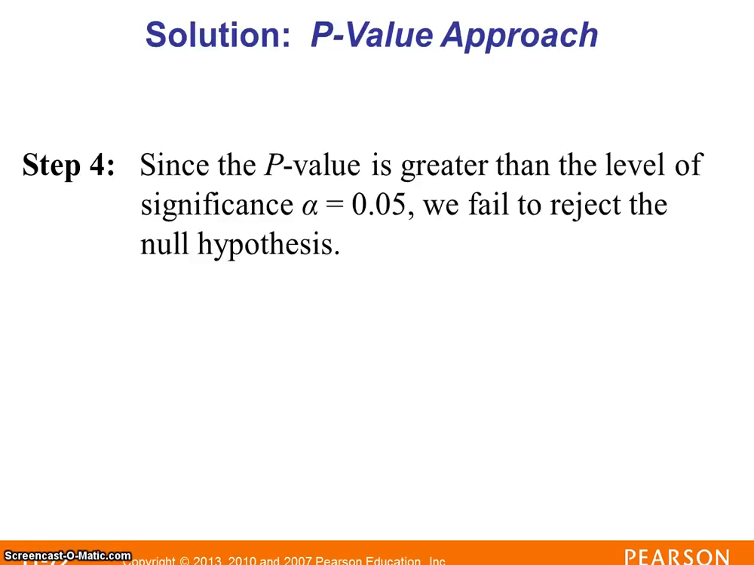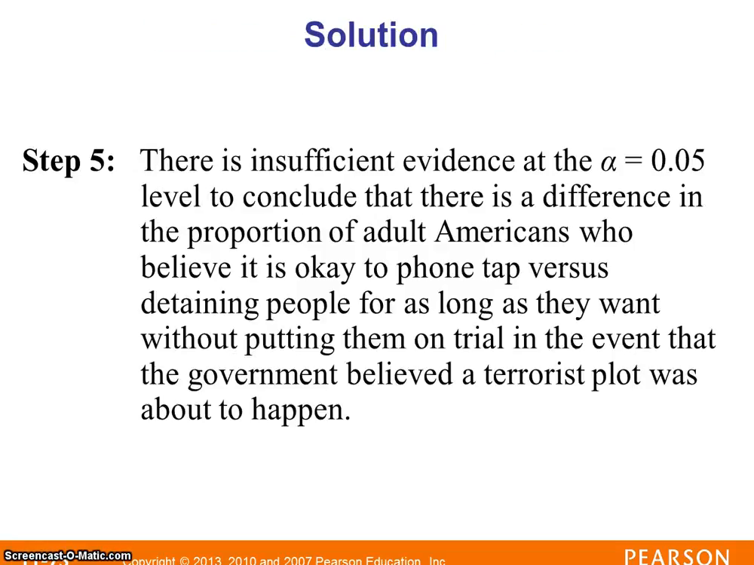And then again, don't forget to write your conclusion in words, so that other people that maybe aren't as familiar with the terms null hypothesis and alternative hypothesis can understand what you're talking about. So you would basically say there's insufficient evidence to conclude that there is a difference in the proportion of adult Americans who believe it's okay to phone tap versus detaining people for as long as they want without putting them on trial in the event that the government believed a terrorist plot was about to happen. So again, that's the conclusion.